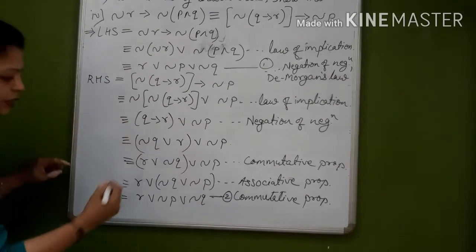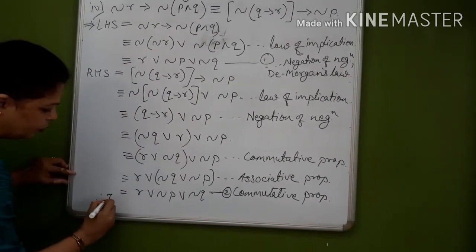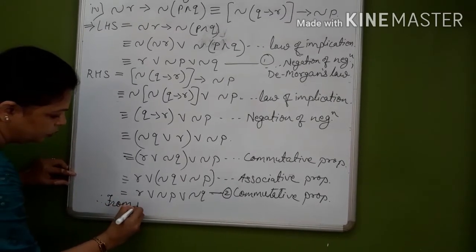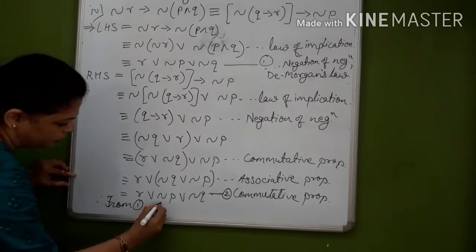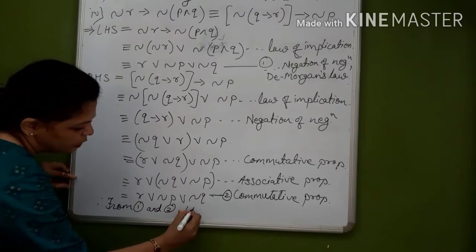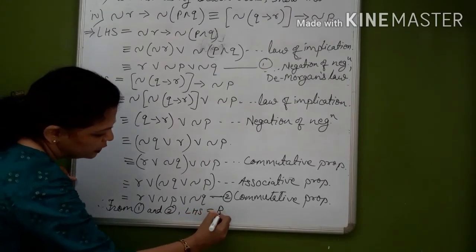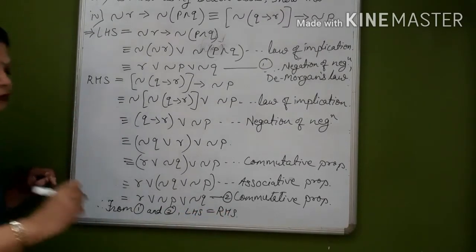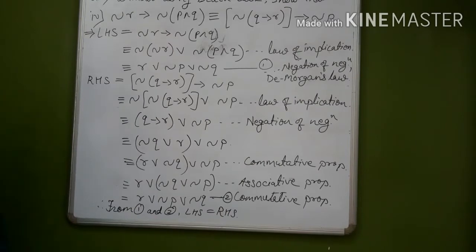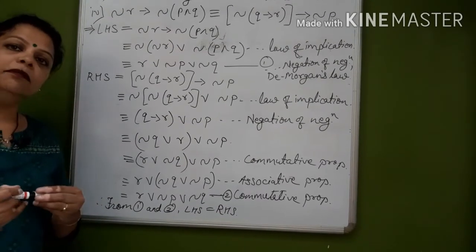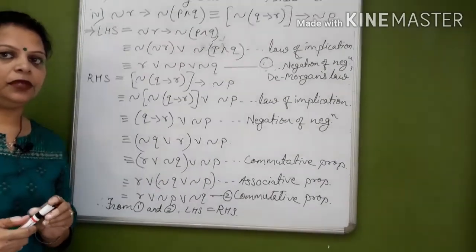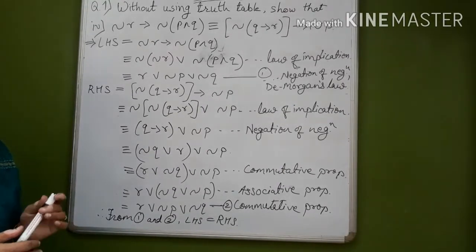So from 1 and 2 you will write here, LHS is equal to RHS. Fine. The sum may look little longer or bigger, but it is very simple. Let's move to the next sum.